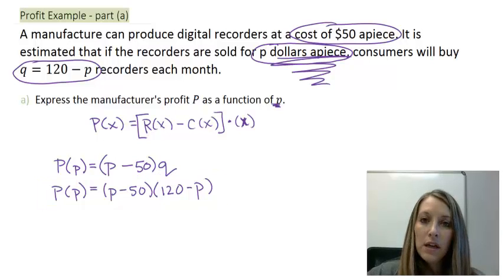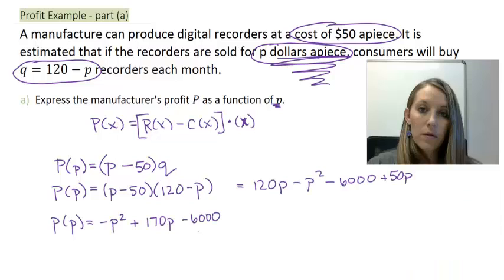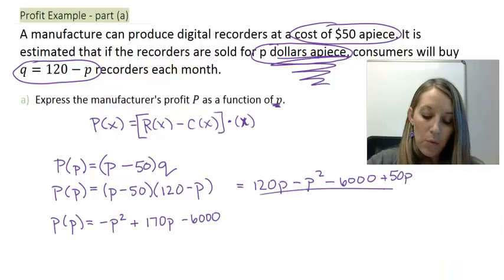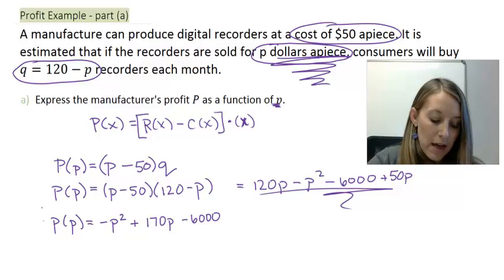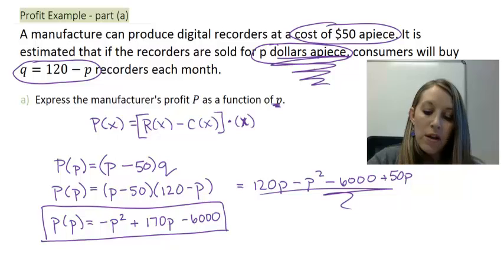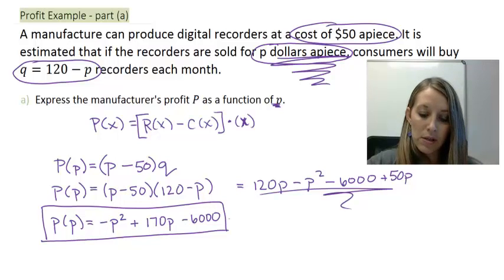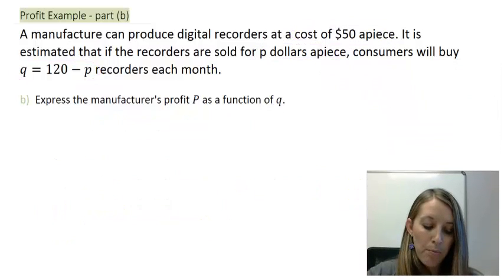Now, if there was a need for it, you could simplify this equation by FOILing it out. So I went ahead and worked it out over here, and that gives me my final answer. Profit as a function of P, or the amount that we're selling them for, is negative P squared plus 170P minus 6,000. We're going to keep this in mind because that's going to help us with part B.